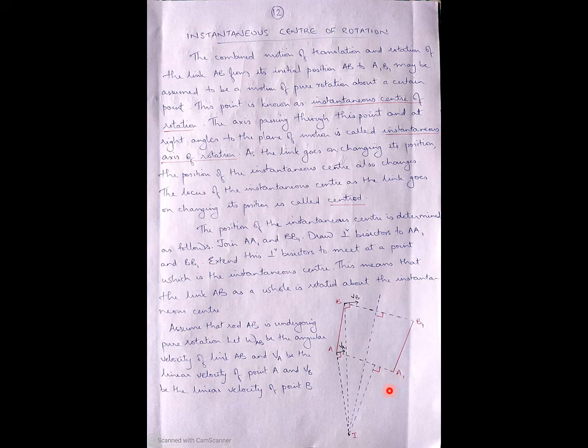Now if rotation is to take place, then there should be a particular point for rotation also, about which rotation is taking place. That particular point is known as instantaneous center of rotation, and the axis passing through this point is known as instantaneous axis of rotation. So there are two terms, instantaneous center of rotation and instantaneous axis of rotation. What was instantaneous center of rotation? This link AB has been moved from its initial position to the final position just by pure motion of rotation, and it is being rotated about a certain point. That certain point is known as instantaneous center of rotation, and the axis passing through this point is known as instantaneous axis of rotation. Now let us see how to find this instantaneous center of rotation.